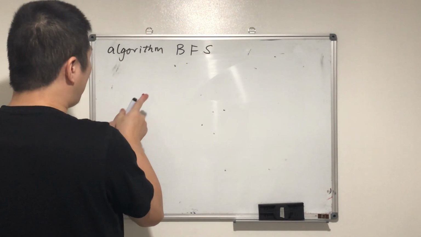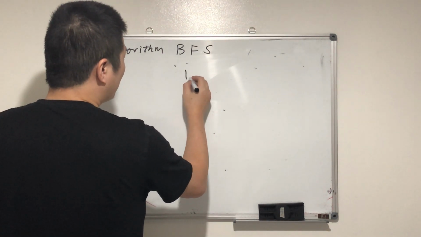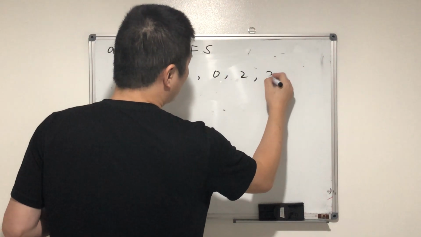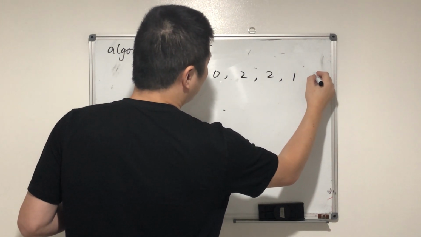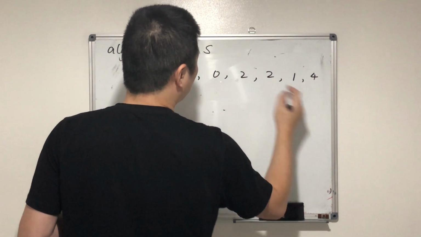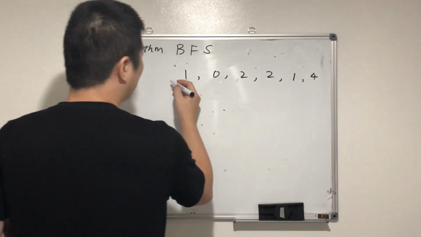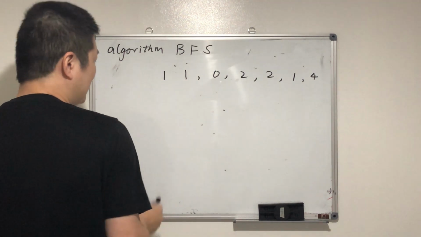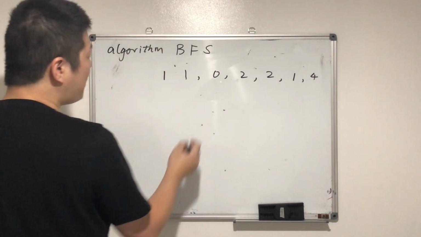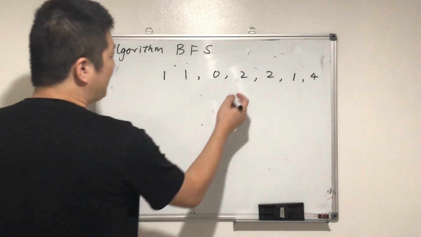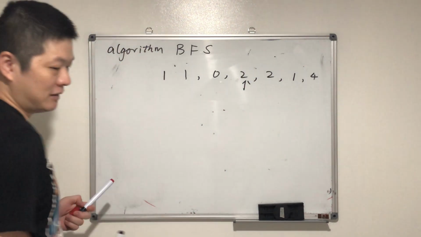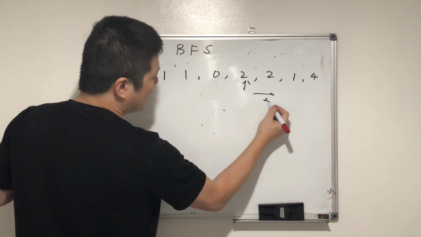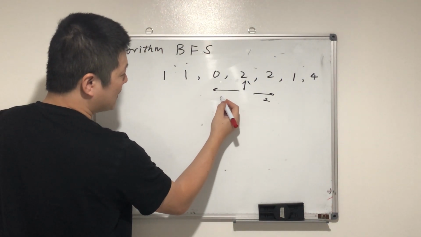So we have a list of numbers: 1, 0, 2, 2, 1, 4. Let's start here at this 1. If we start at this position, we can go this way two steps. We can go backward two steps.